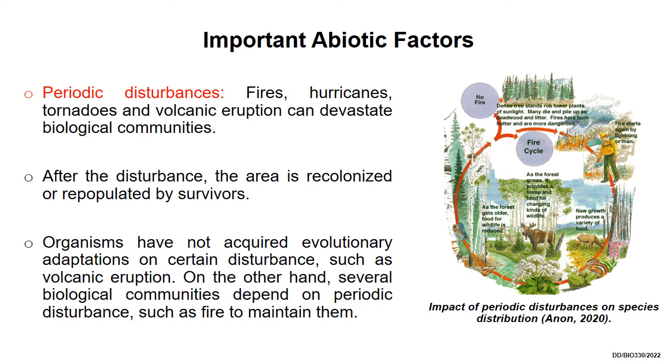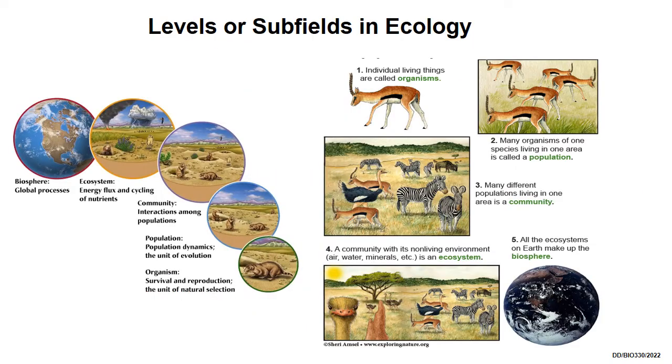So that's an example of how disturbance is needed by biological communities, not only to maintain themselves but also for the survival of their species. Next, we'll discuss the hierarchy levels of the subfields of ecology.